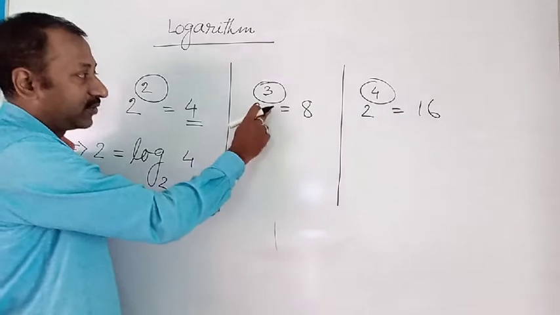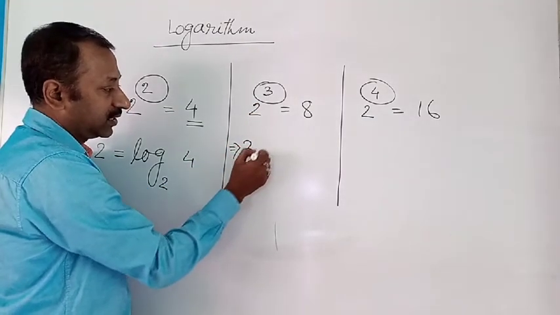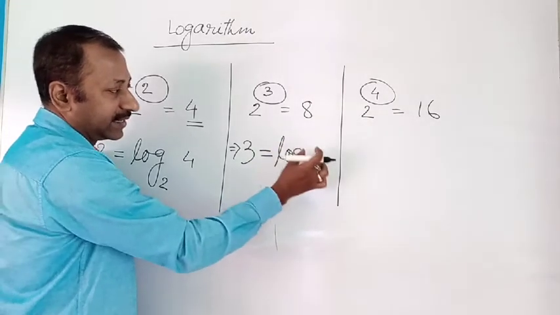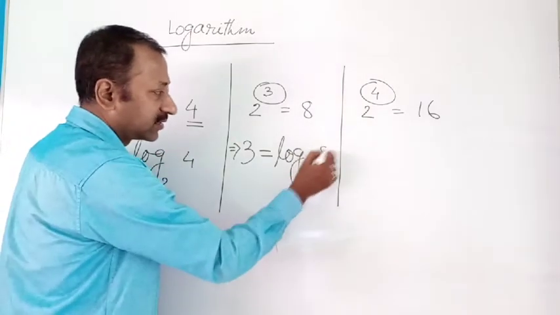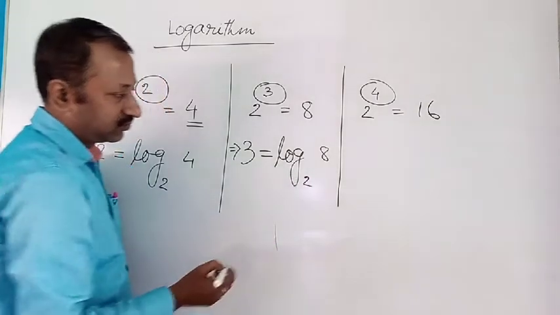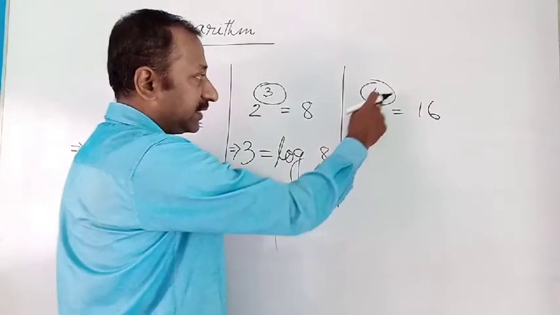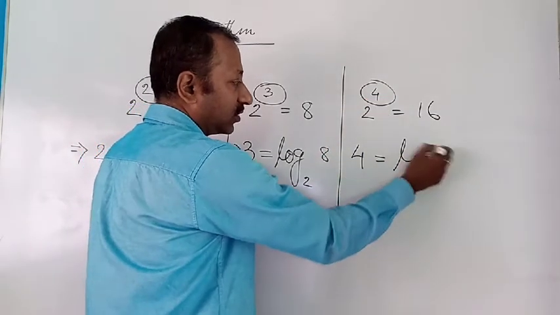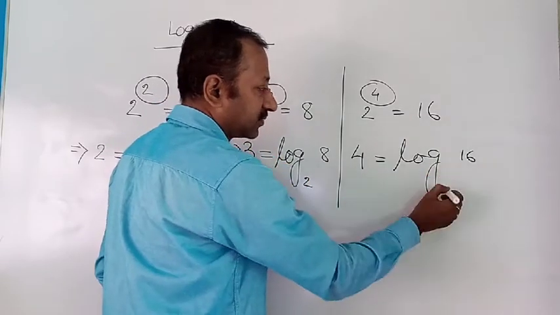Similarly, what is the exponent? 3 is equal to log, then a little bit of a small gap, a space, 8. Then base is what? 2. This is the writing style of logarithm. Similarly, this 4 equal to log 16, base is what? 2.